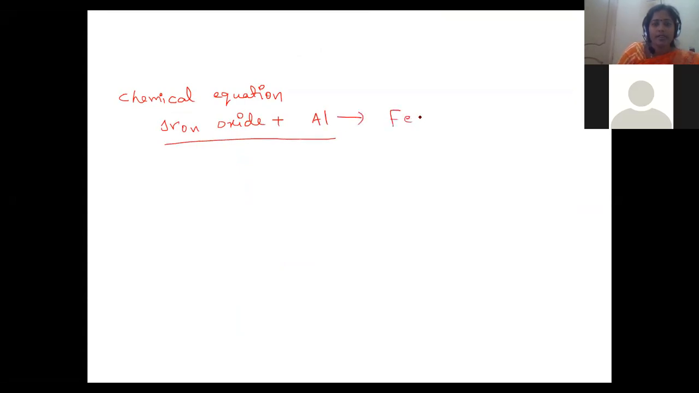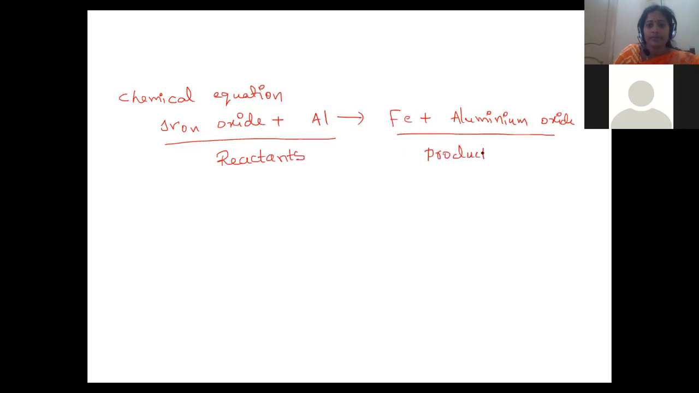Here is another example for balancing the equation, right? We are going to write the chemical equation between iron oxide and metallic aluminium. These two are the reactants. Products will be iron and aluminium oxide. So by taking this reaction as the reference, we have to predict how to write the balanced equation. These are called reactants and these are called products, right? Reactants and products were mentioned.